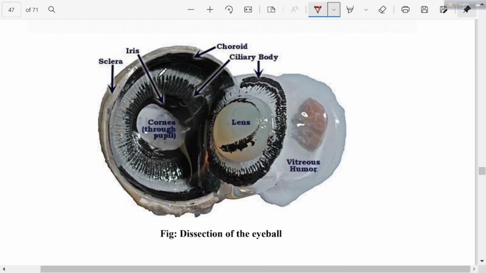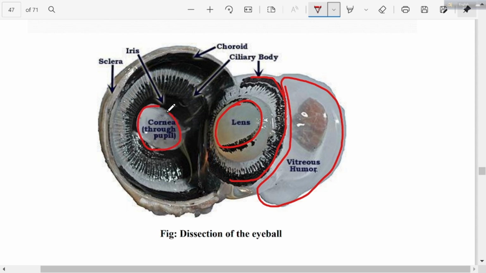Now here you can see that there is another photo, and this is the dissection of the eyeball. And here you can see what I mentioned. Actually, this is the vitreous humor, which helps in maintaining the size and shape of the eye. And here you can see that these are the ciliary bodies, which are blackish in color, and this is the very, very transparent structure that is called the lens.